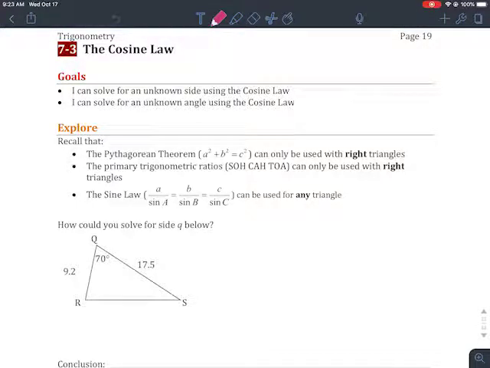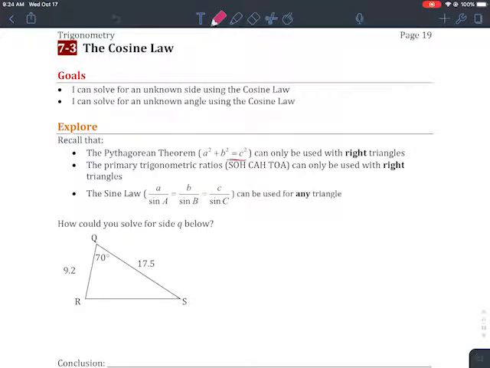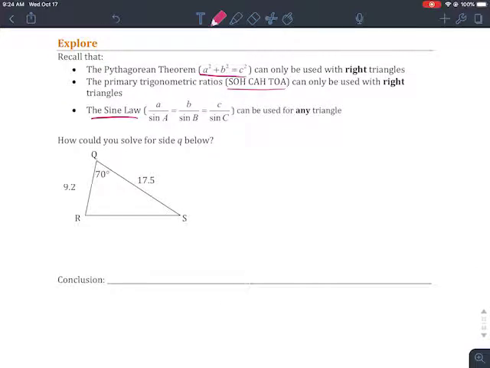Okay, let's take a look at the cosine law. Now, we can use the cosine law with any triangle. And it's going to help us because sometimes I don't have a right angle triangle where I'm able to use the Pythagorean theorem or my sine, cosine, tangent ratios. Okay, we looked at last time the sine law, and again, I can use that with any triangle, no matter if it has a right angle or not.